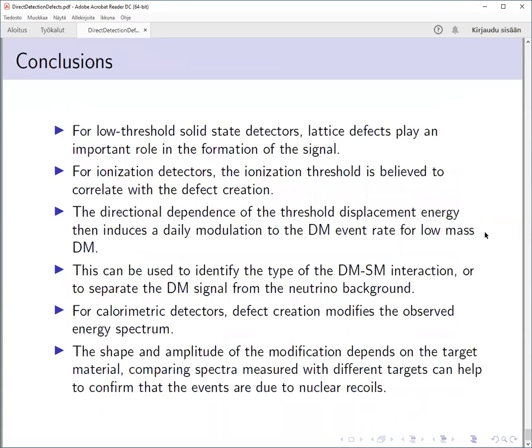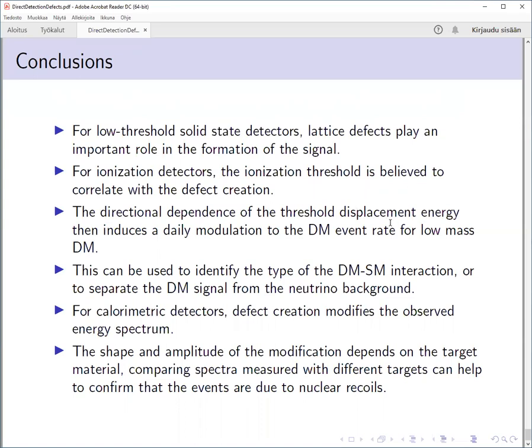Yeah, this took longer than I expected, but okay. So the idea is that for low threshold solid state detectors, the lattice defects become important because the recoil energies that you are observing start to be of the same order as the typical energies that are required to create these defects or that are stored in the defects.